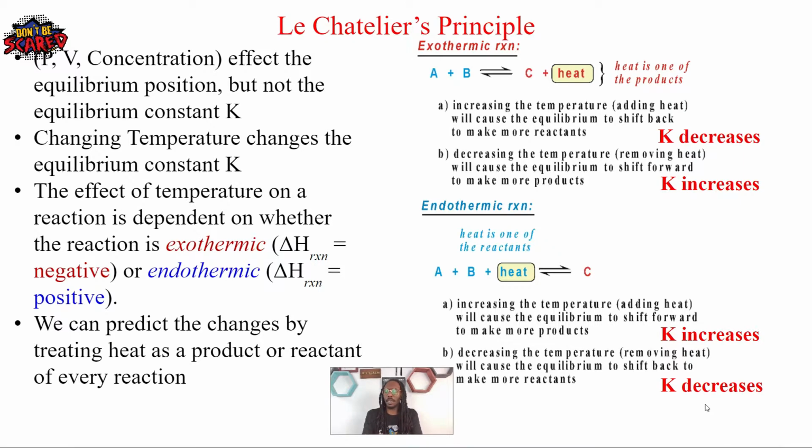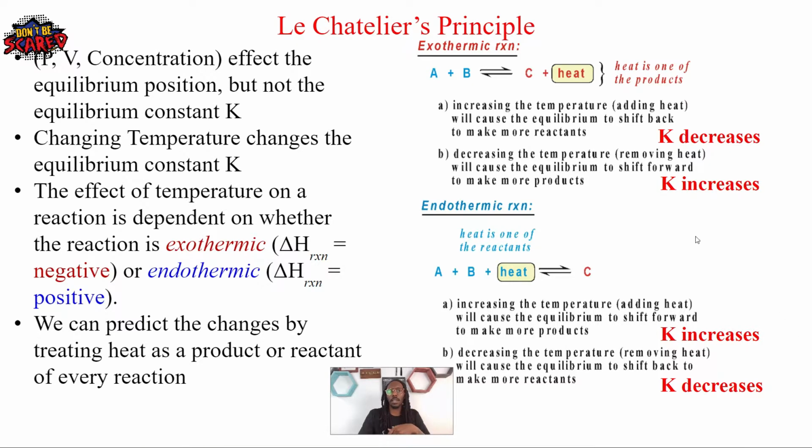Now also pay attention to the K. We need to understand that if we're shifting back towards the reactants, am I going to have small k? Yes, right? So if I got small k, my k is decreasing over time. All right, everybody, this is how you need to look when you have an endothermic or exothermic reaction. Anytime that you're changing that temperature, your k will change with it.